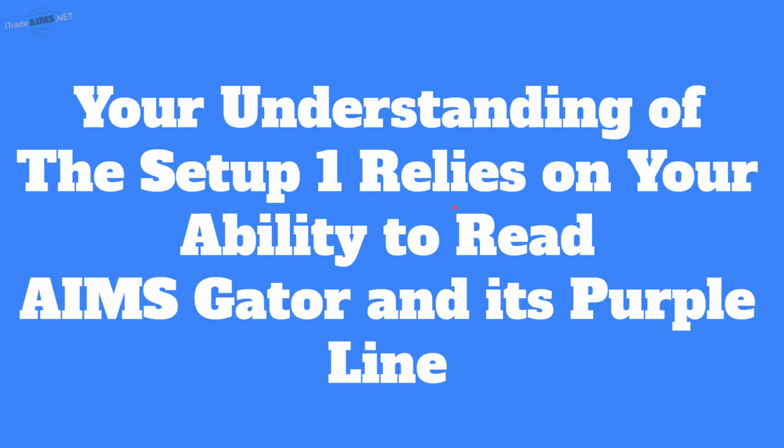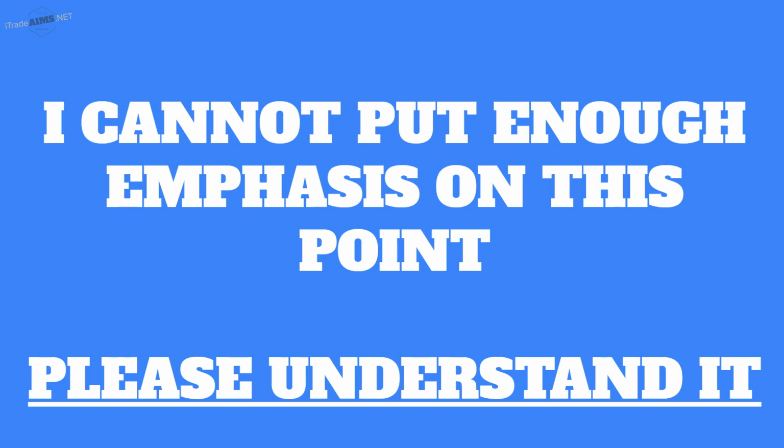Your understanding of the setup 1 relies on your ability to read the AIMS Gator and its purple line. I said a line like this about AIMS wave in that tutorial: your understanding of setup 1 relies on understanding how to read momentum and count waves using AO. And it also relies on your ability to understand the AIMS Gator, how the open gator and then the sleeping gator work, and the relationship between the alligator lines and the purple line. The purple correct is something that we found and implemented in 2014, then stressed more in 2016 and after, because it just takes away 80% of your losers. I cannot put enough emphasis on this point, so please understand it.